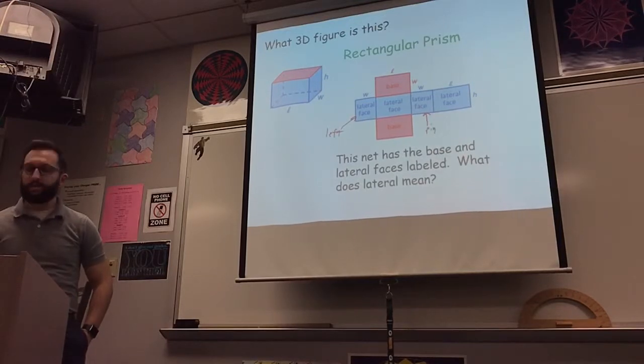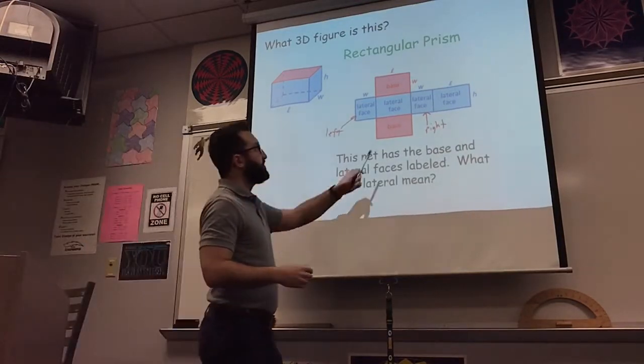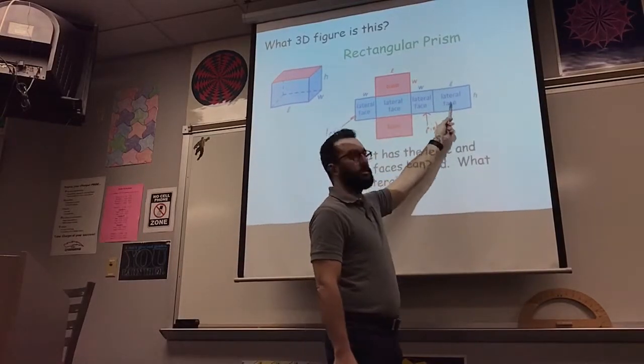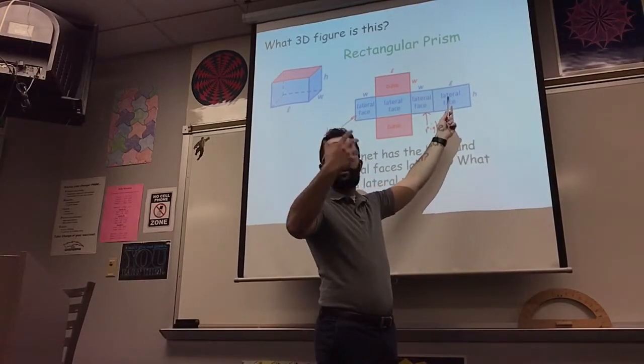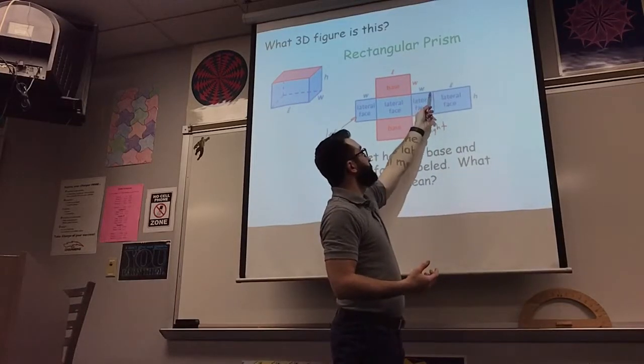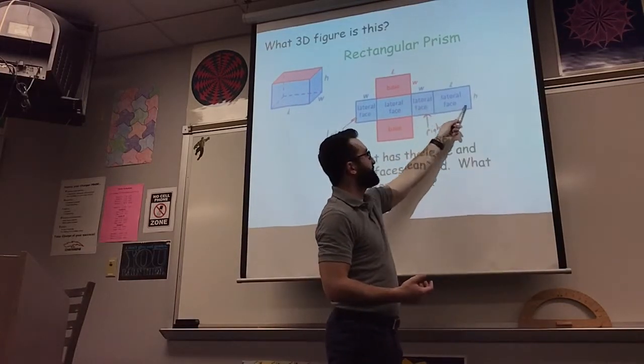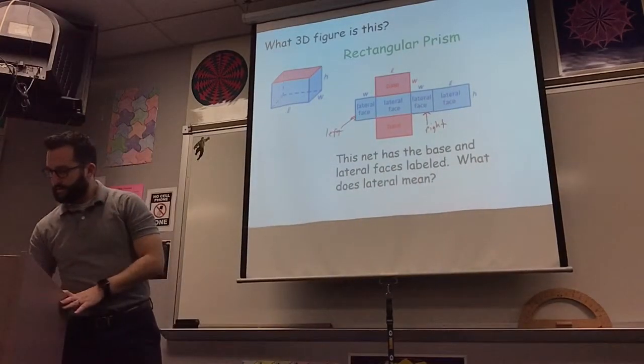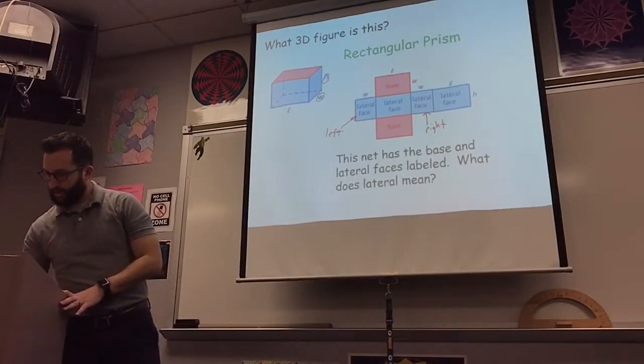How do I know? Because when I look at this rectangle right here, all four of these rectangles have a length and width, right? Its width is W. Its length is H. But you notice here, W and H is right here.